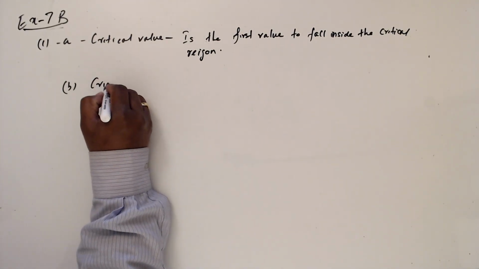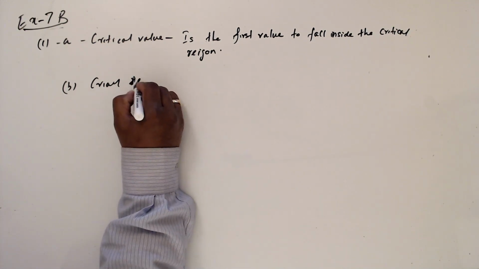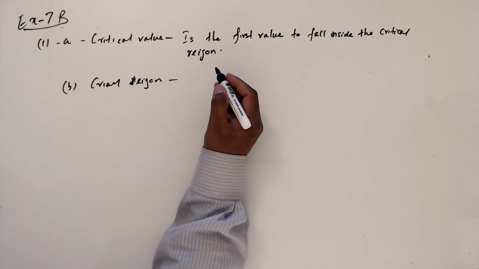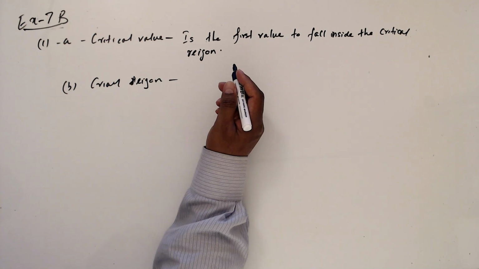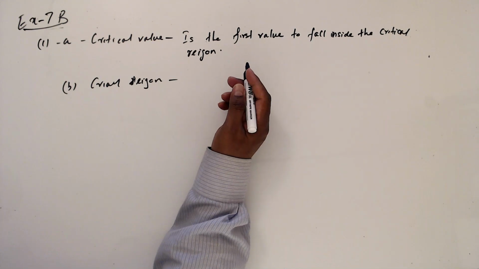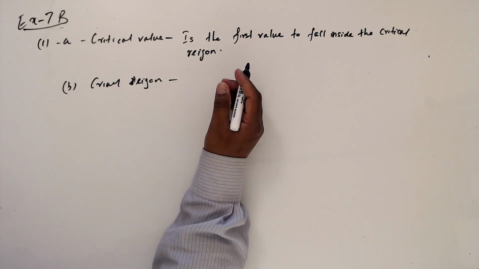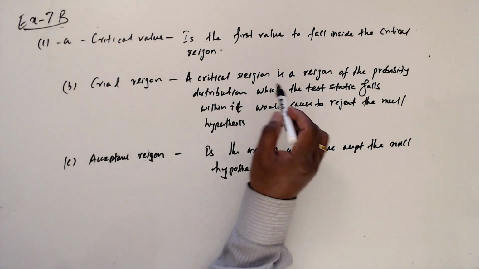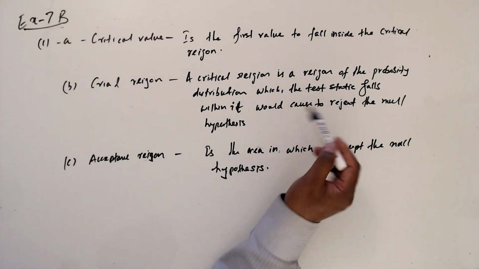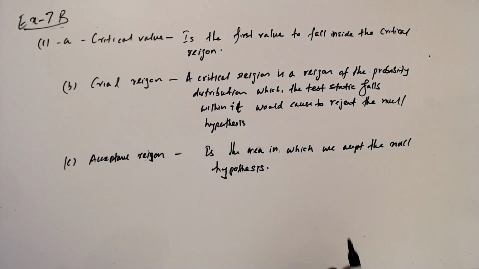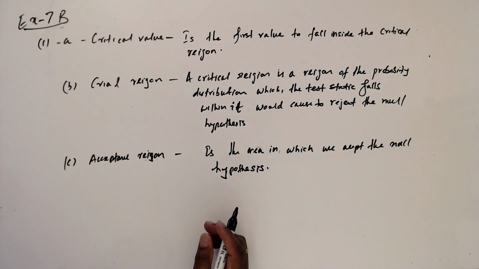So the critical region is a region of the probability distribution which, if the test statistic falls within it, would cause you to reject the null hypothesis. A critical region is a region of the probability distribution. So these are the standard answers. The acceptance region is the area in which we accept the null hypothesis.